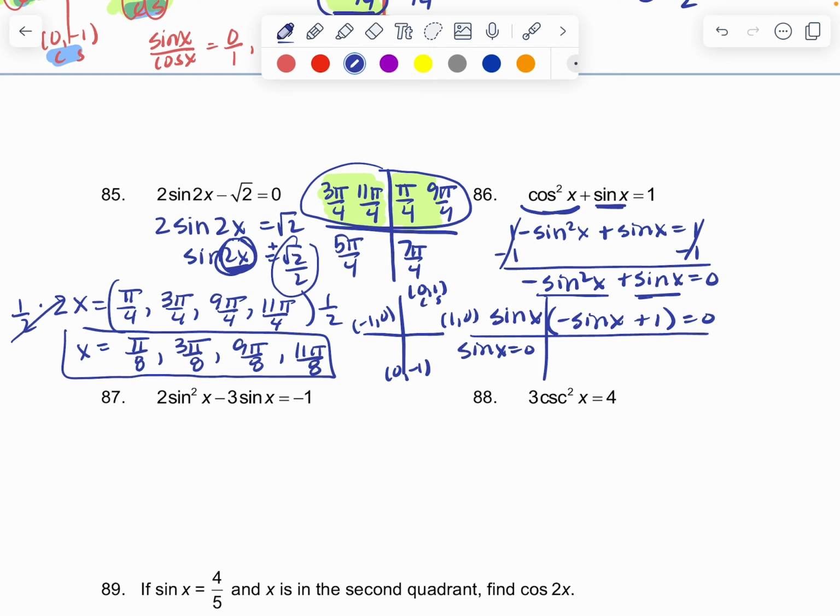Remember, it's cosine, sine, right? So the y value is actually your sine. So where does the y value equal 0? Here and here. So there we've got x equals 0 and pi. So there's two of my answers.